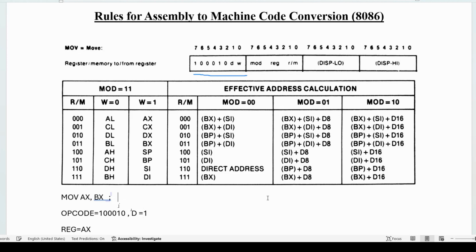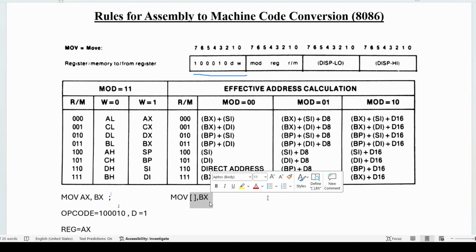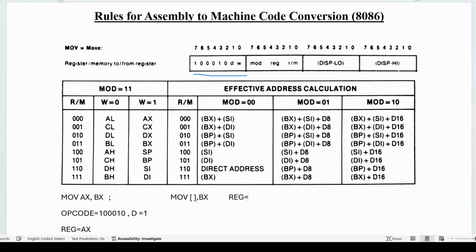For example, if it was the case of move, some square bracket, which indicates memory, then BX. Now, if I ask you which of these two is a register, you will say of course BX is a register, because a square bracket is memory. We don't have an option available, so we will choose BX as the register. So the register field would be BX. But since BX is a source, D will become 0.